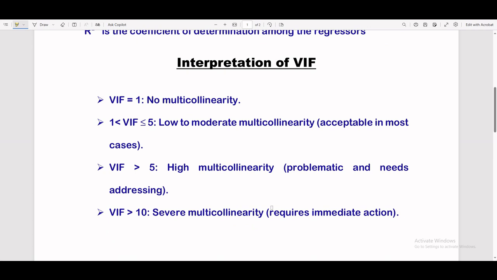Interpretation: if VIF is equal to 1, it means no multicollinearity. VIF in the range 1 to 5 means low multicollinearity. Greater than 5 represents high multicollinearity, which is problematic, and we need to remove or address such multicollinearity. VIF greater than 10 means severe multicollinearity, and this type requires immediate action.